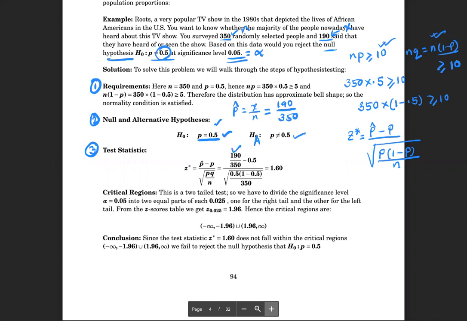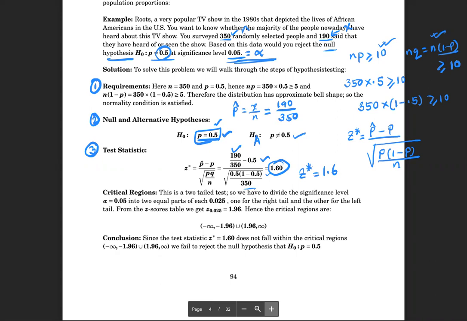And P is 0.5, right? This 0.5. So then the square root of 0.5 times 1 minus 0.5 divided by 350. All right. If you do this calculation, you get Z star is equal to 1.6. Z star is equal to 1.6. And that's what it is. That's your test statistic. Now, based on your significance level, you're going to find the critical regions.